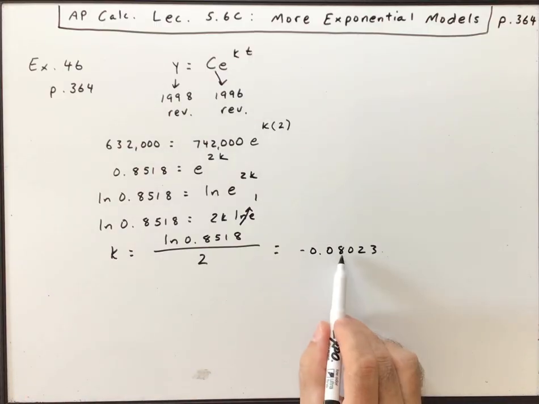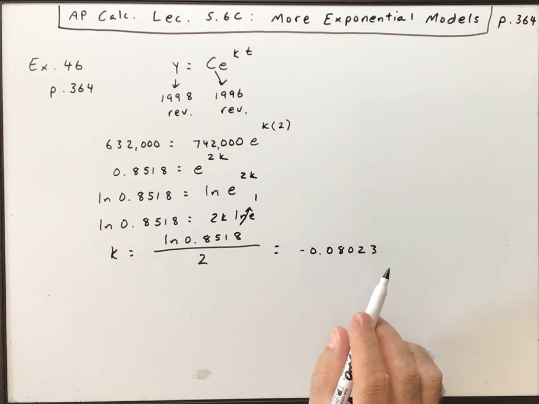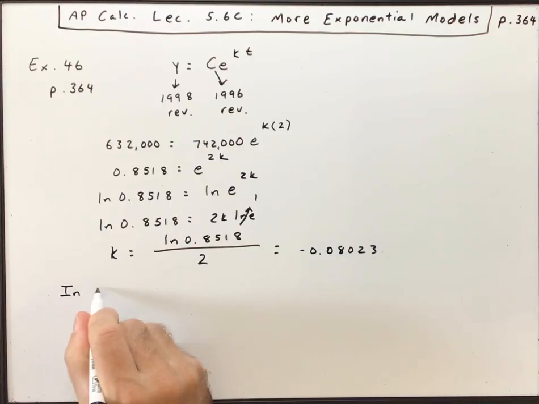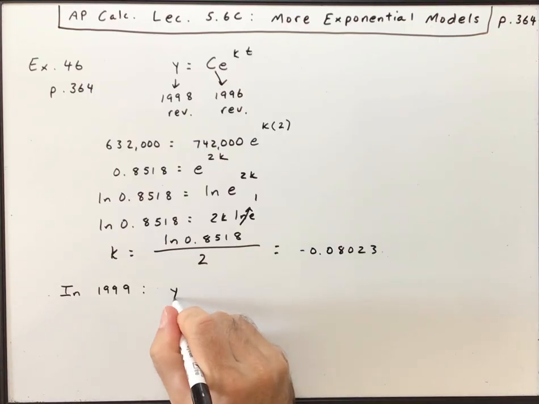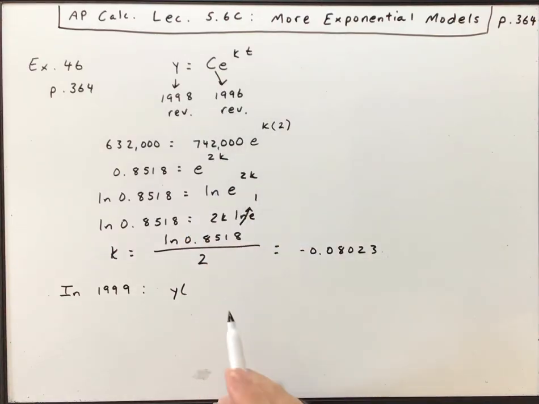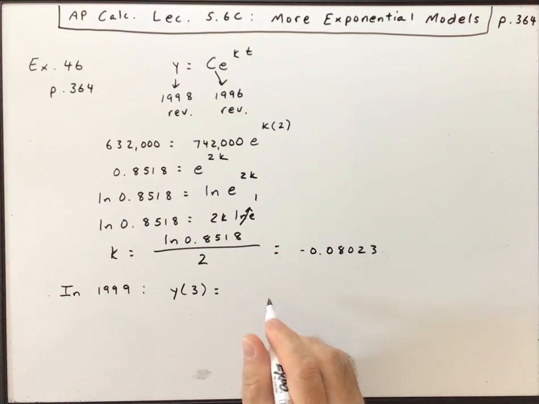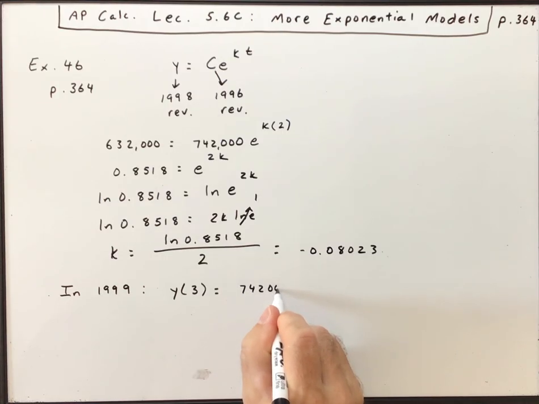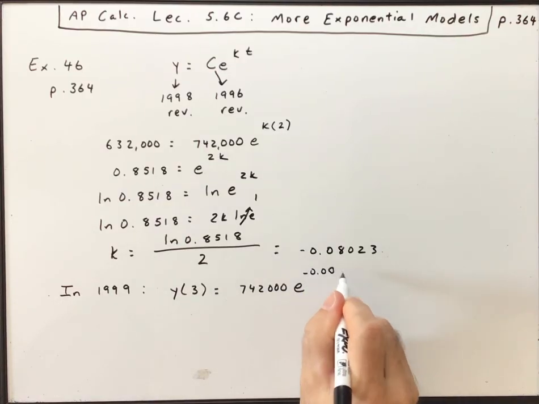I took that out actually 4 spots. The more you take it out, the better estimate that you will get. So if we want to figure out what the revenue would be in 1999, that's going to be y of 3. This is y of 2, 2 years after 1996, so y of 3 would be 742,000 e to the minus 0.08.